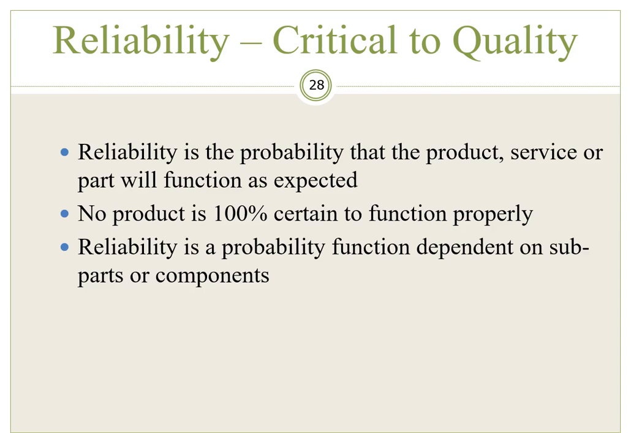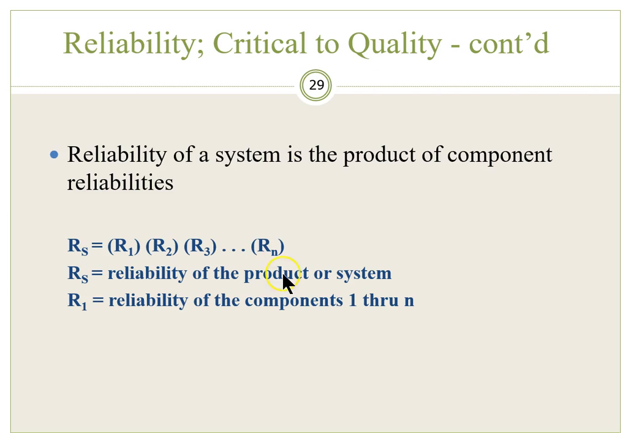If all the parts in a product must work for the product to function, then the reliability of the system is computed as the product of the reliabilities of the individual components. For example, check out this next slide. The reliability of the system or service or product is equivalent to the reliability of the first component through the last component. In other words, as I stated previously, the system is only as reliable as the components that it is made out of.